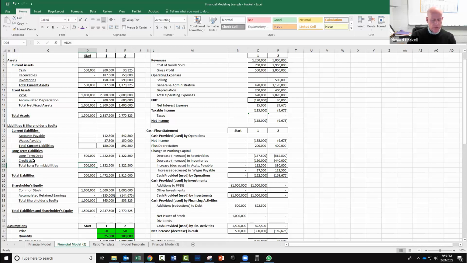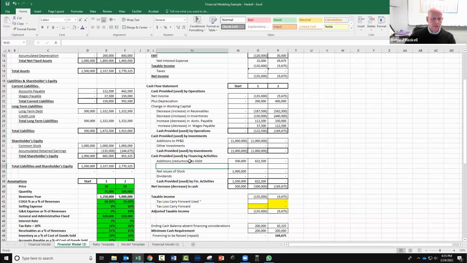Now I'm going to have to make sure that I pick up the right summations. So I've got to adjust this. So it's going to be equal to this plus this now. Let me copy that over. Let me do the same kind of thing here. So I'm going to say now we're going to have an addition or a reduction to credit line. And I have to identify where we're picking it up from.